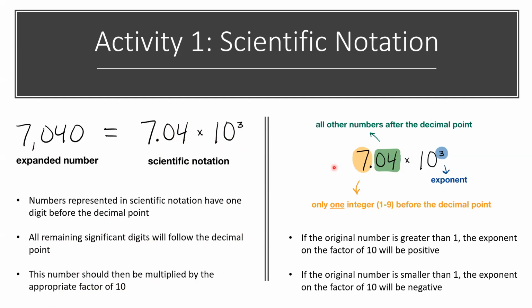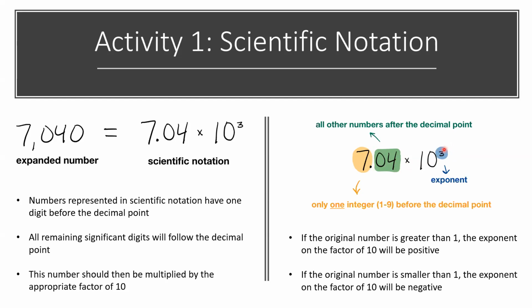So here it is also broken down for you. Like I said, you will only have one integer before the decimal point. This is going to be a value from 1 to 9. All other values or significant values will be after the decimal point. You're going to times this by 10 to the appropriate exponent. In our example, it was 3.